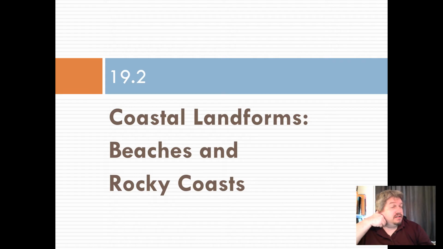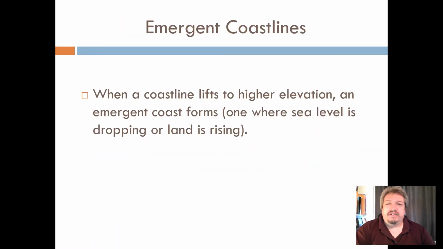So now we talked a little bit about waves, and let's talk about how they form the coasts. How does the interaction of wind and water create coasts of either beaches or rocky coasts? Well, the first thing is we have to understand there are two types of coastlines, emergent and submergent.